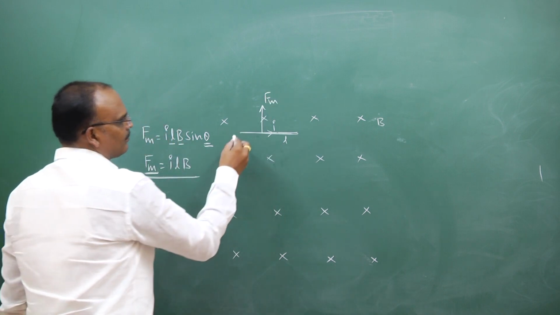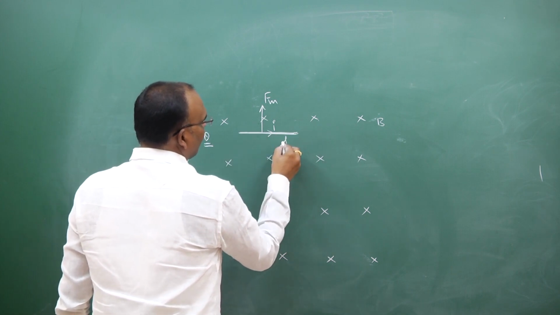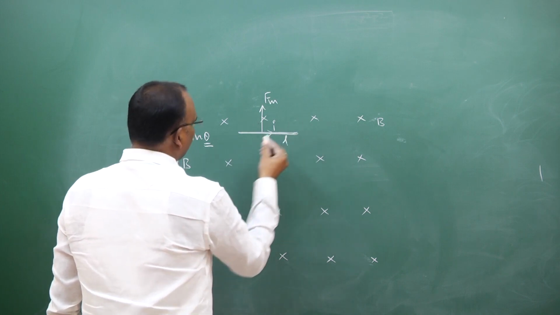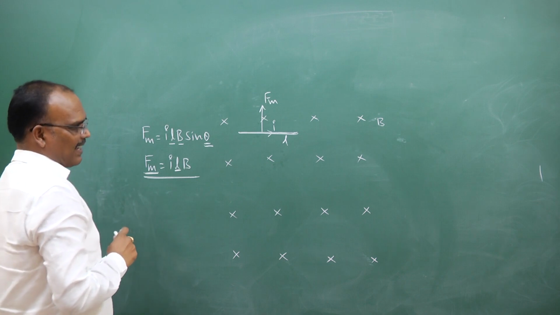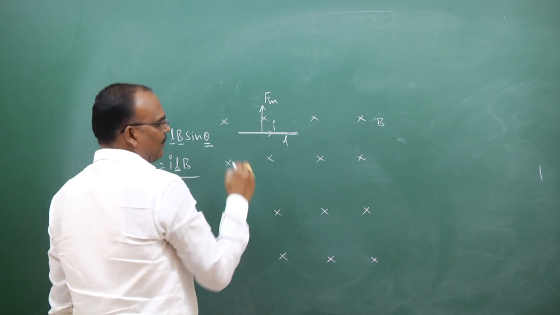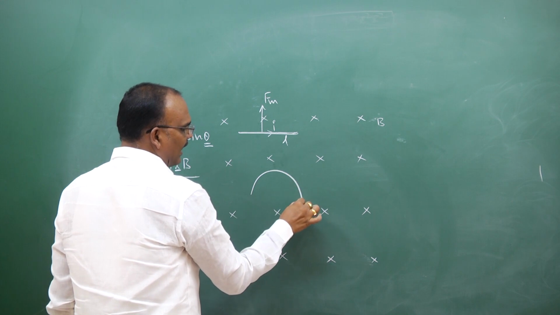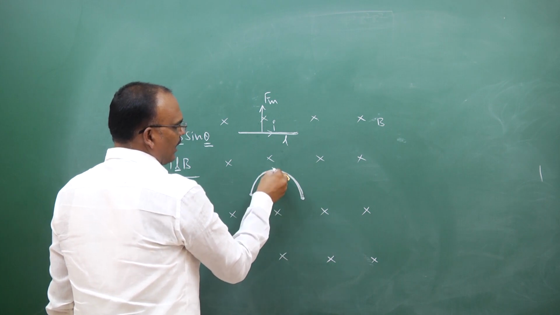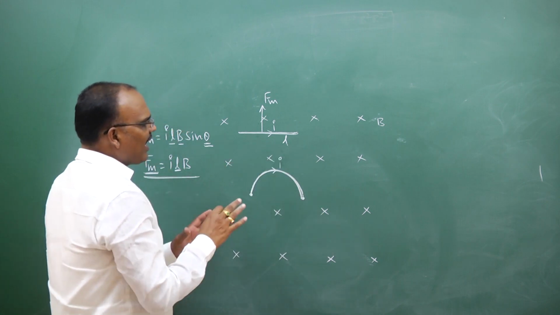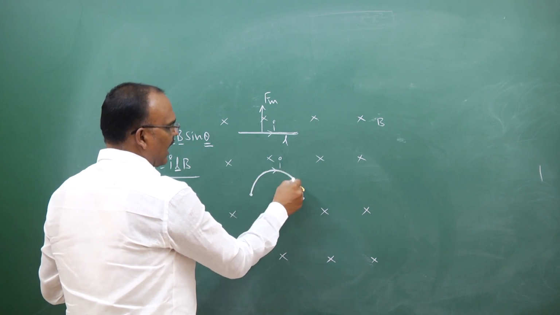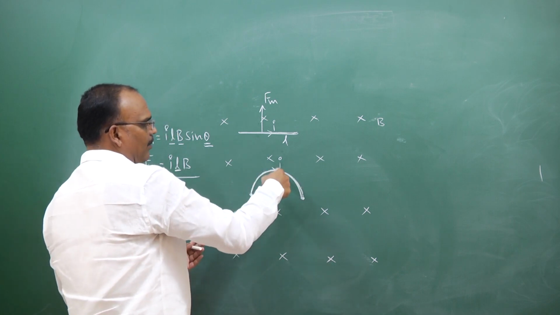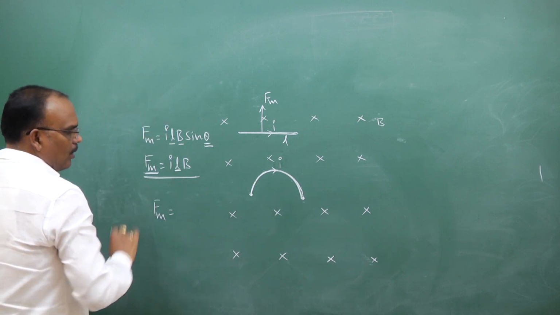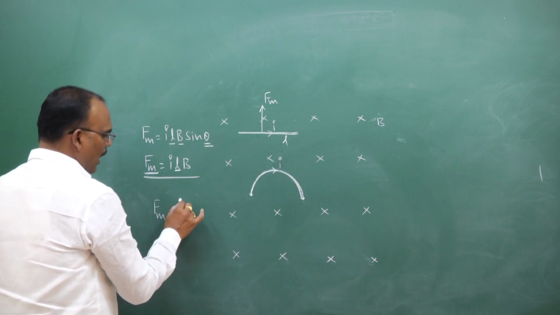Okay, in this case the length of the conductor is the same as the length taken. But when this conductor is bent in the form of a semicircular loop, it is carrying current in this direction. Even now, every portion of the conductor is perpendicular to the magnetic field, so the magnetic force is maximum, but it carries current I.